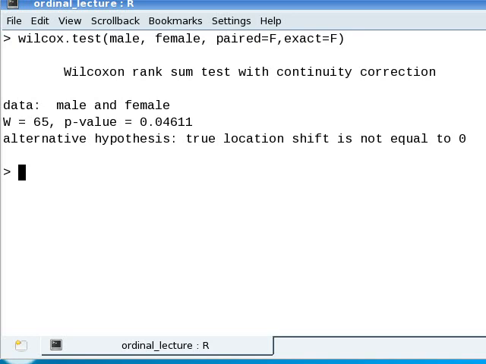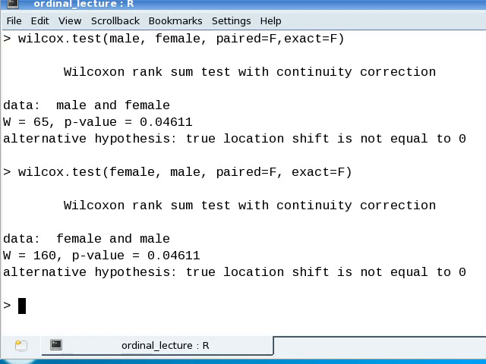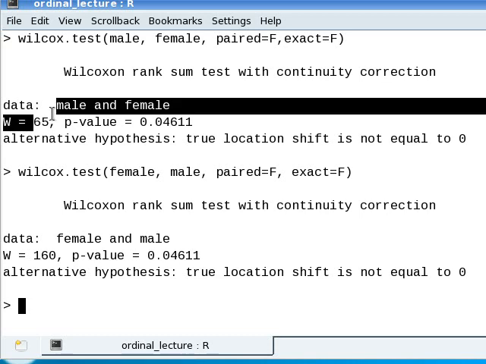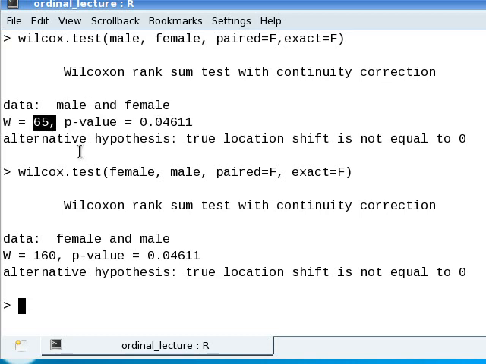To get the number of points for the male group, you have to do the test the other direction. Females against males, again, paired false, exact false. And you will get the other data for the males, which is 160. Then you'll be able to report both of them. The lesser of the numbers, in this case 65, is going to be the value that you're going to report as the Mann-Whitney U result.